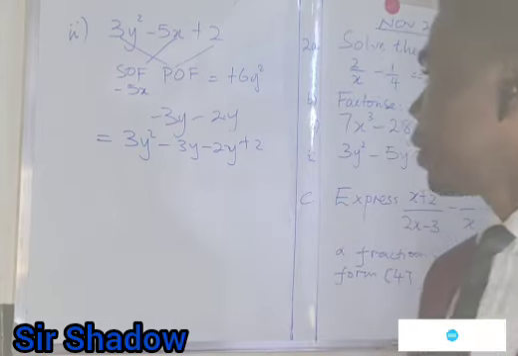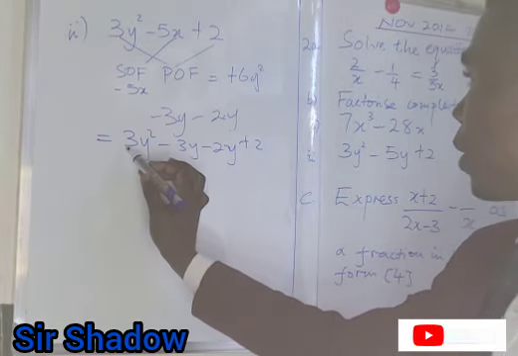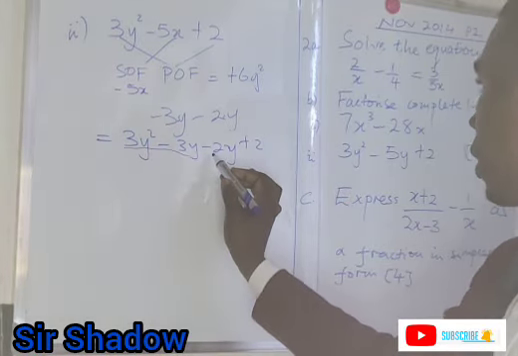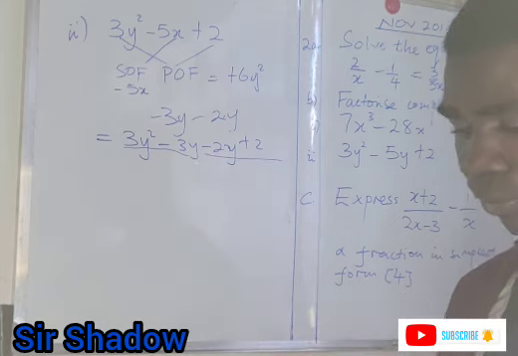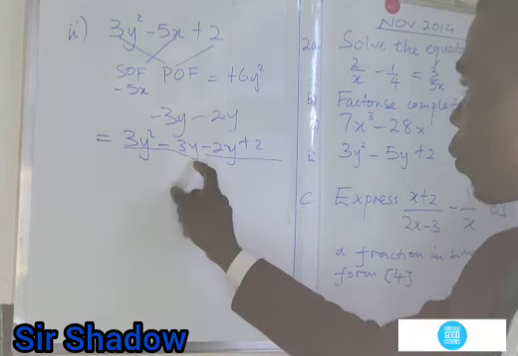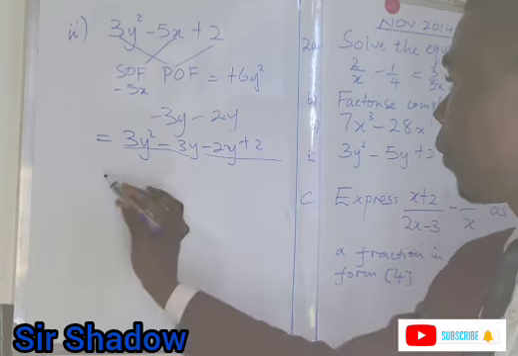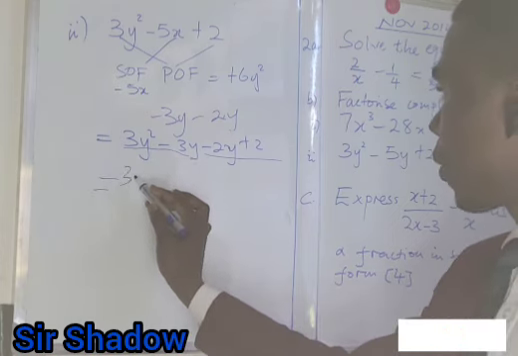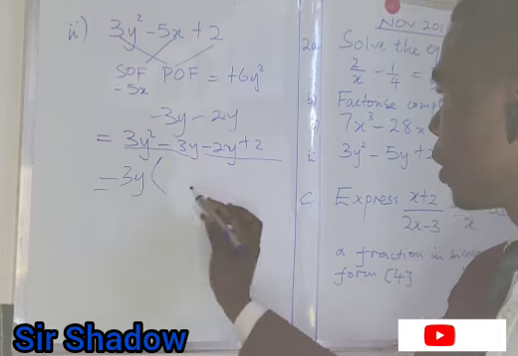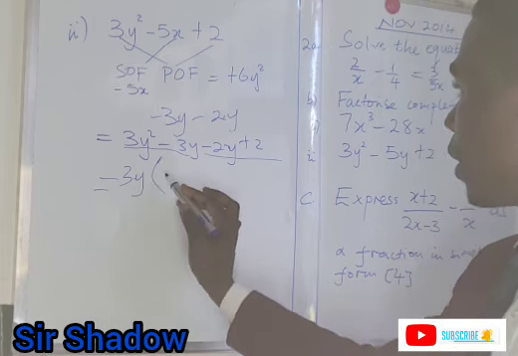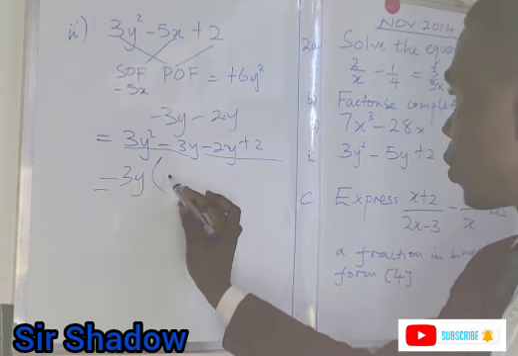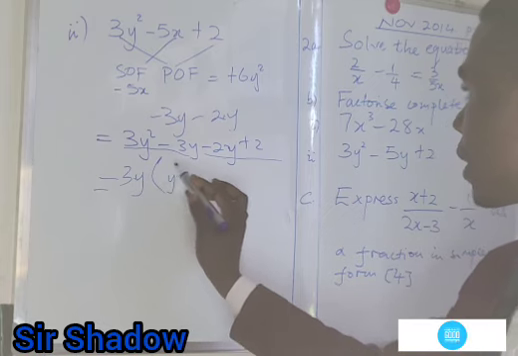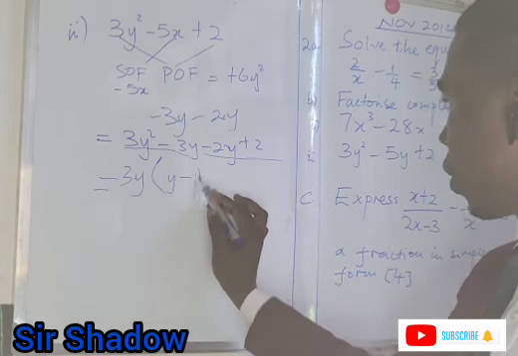Right. So now we have to group the first two and also the second two. For the first two, we have to factor out what is common. So the common is 3y. 3y is common, and you're left with 3y into 3y squared to give us y here, minus 3y into 3y to give us 1 here.